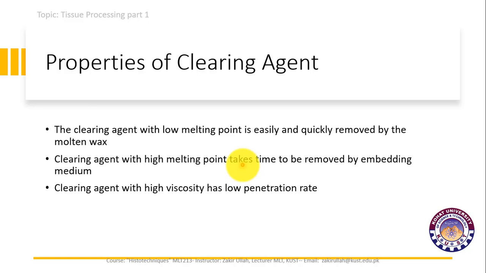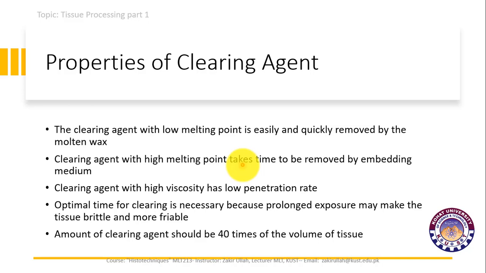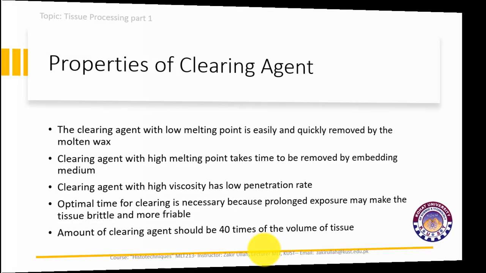Therefore, the clearing agent with high viscosity has a low penetration rate, and the optimum time for clearing is necessary, because if the tissue is exposed for a prolonged time, it may become brittle and more easily breakable. That is why optimum time is necessary for clearing, and the amount of clearing agent should be about 40 times the volume of the tissue, so that it can cover every part of the tissue easily and the process is performed in a short time.